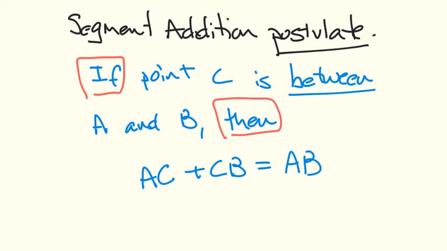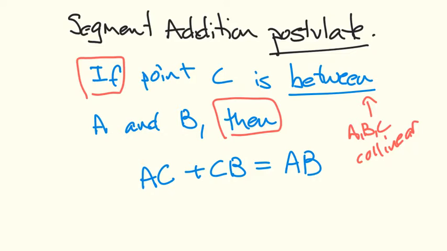And by the way, the word between has actually a very specific meaning. It means that A, B, and C are collinear, and that C is between in the sense that we would think of between. There's actually a much more complicated definition of that, but we're not going to worry about it. But when I say between, we're assuming that the 3 points are collinear.